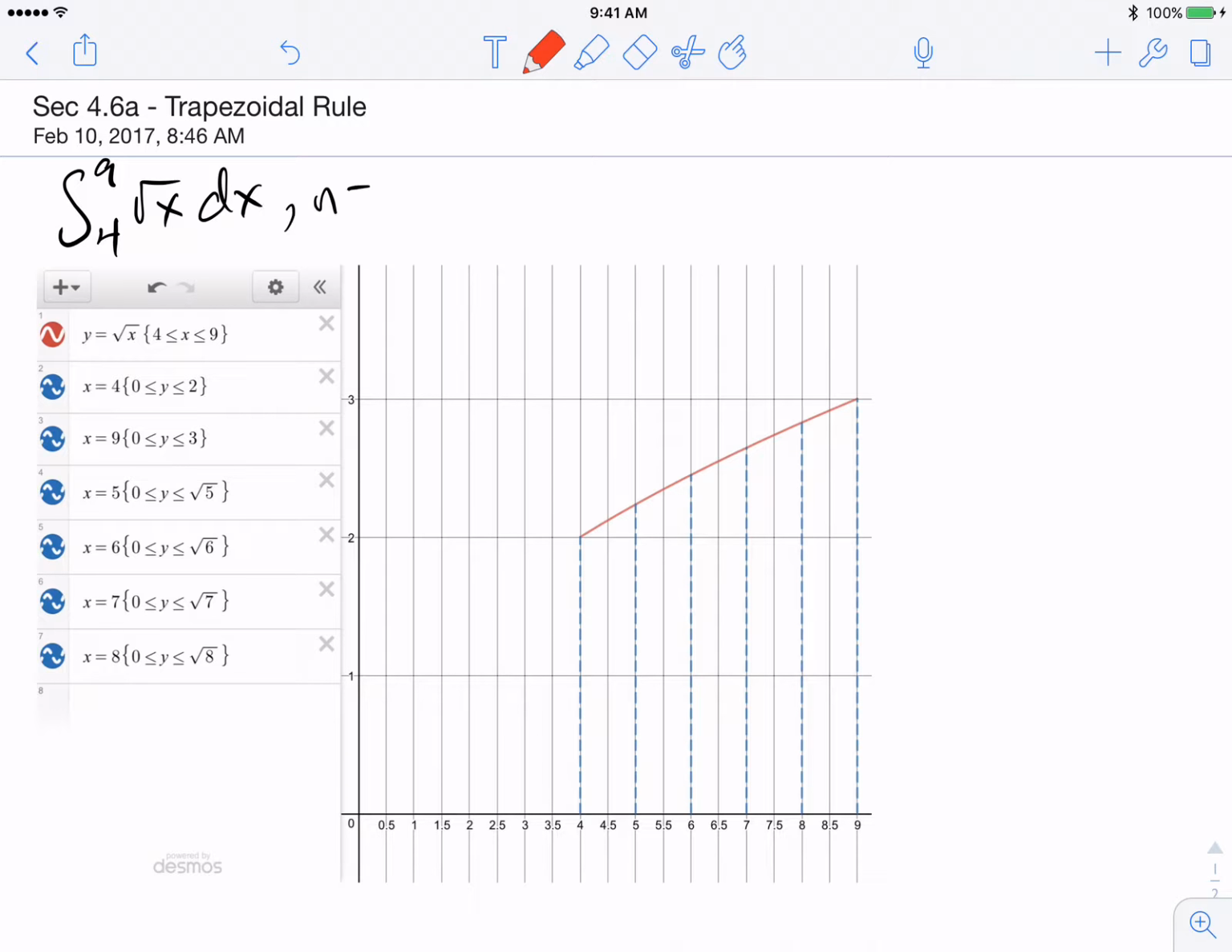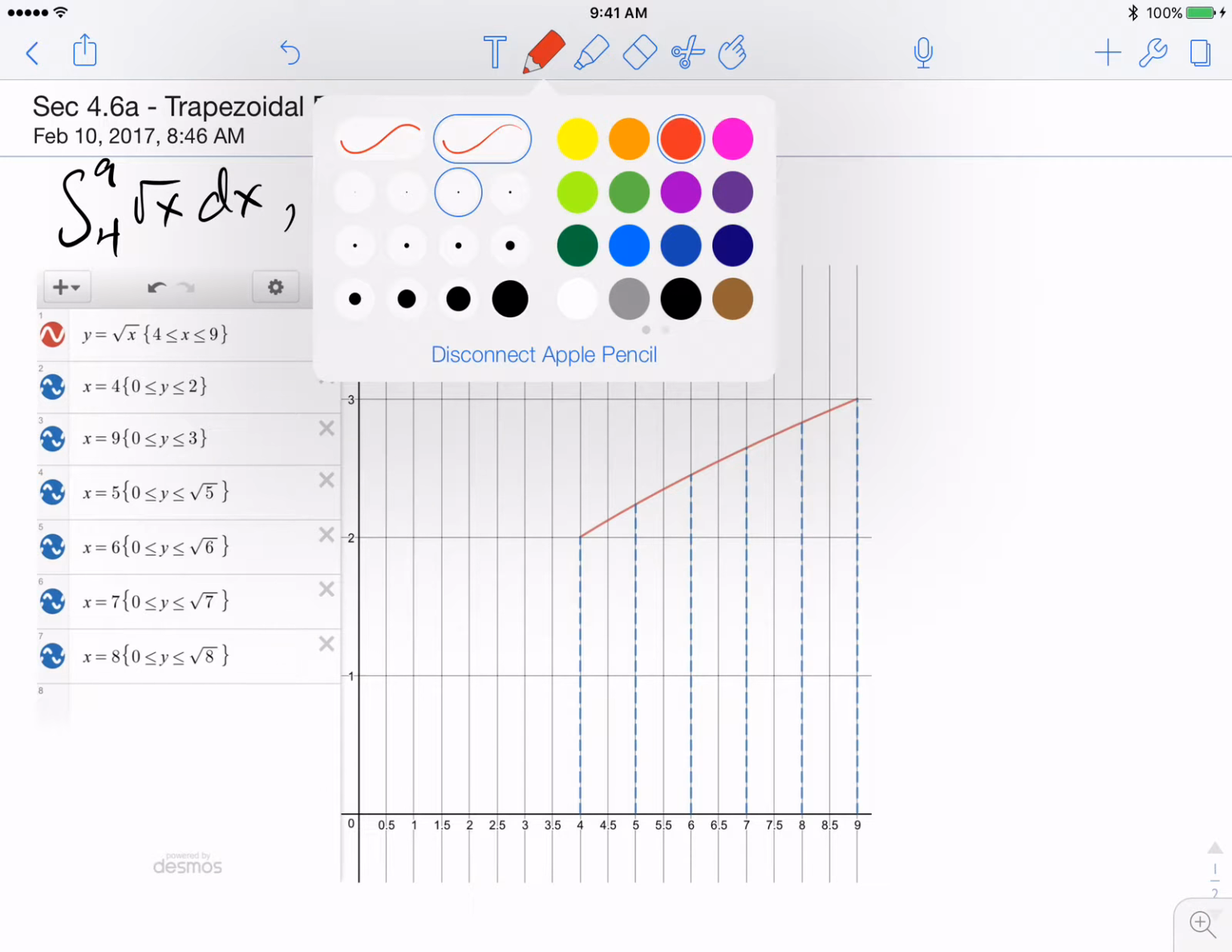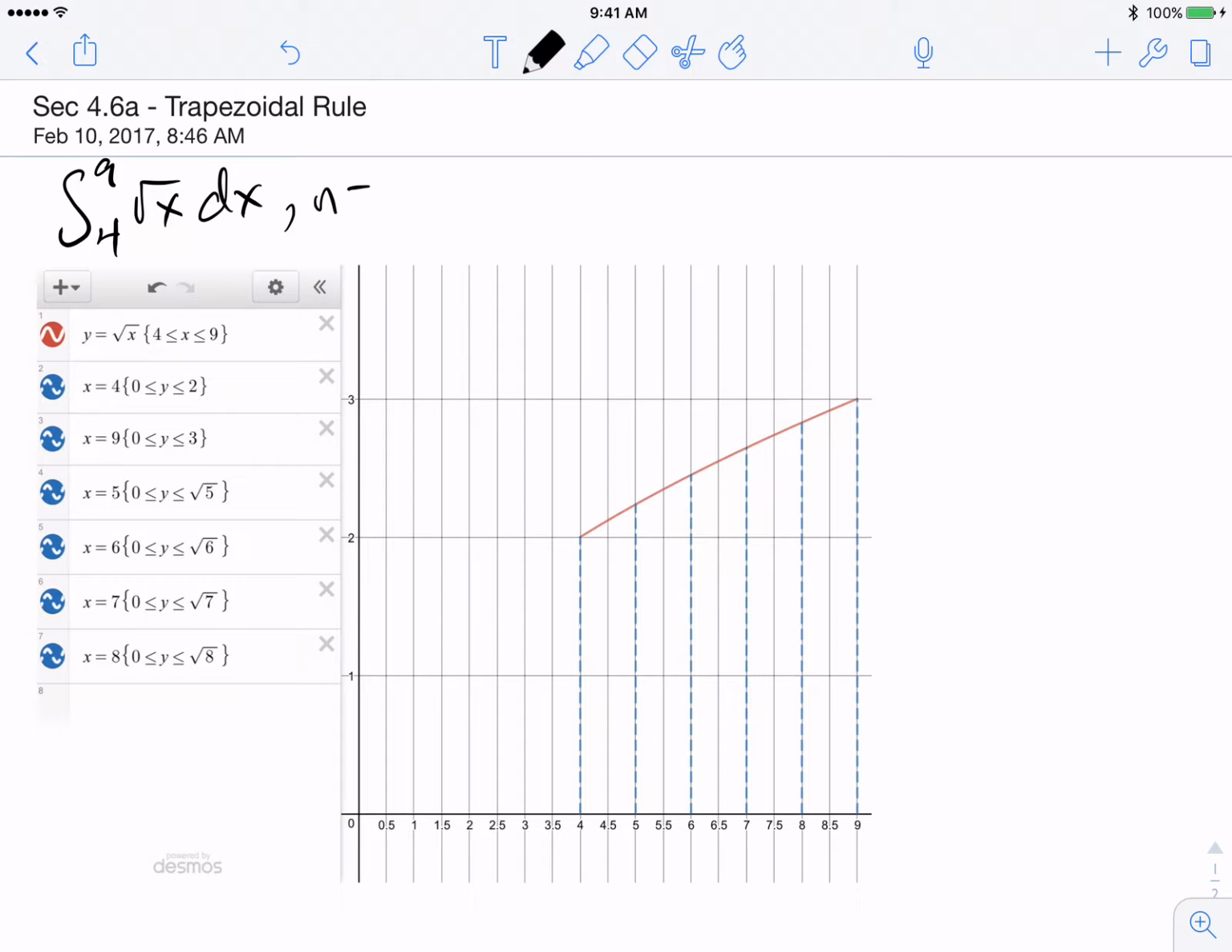So, in this particular problem, I'm taking the integral from 4 to 9 of the function radical x, and I'm going to use, actually not 6, but 5. I'm going to use 5 trapezoids. So my trapezoids are right here. Let me draw one for you.